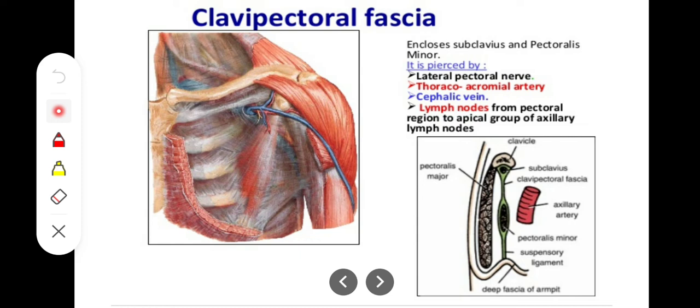Now we'll take a look at the attachments of this clavipectoral fascia, just like we talked about the attachments of the deep pectoral fascia. It's a fibrous sheath which is lying deep to the clavicular portion of the pec major muscle.